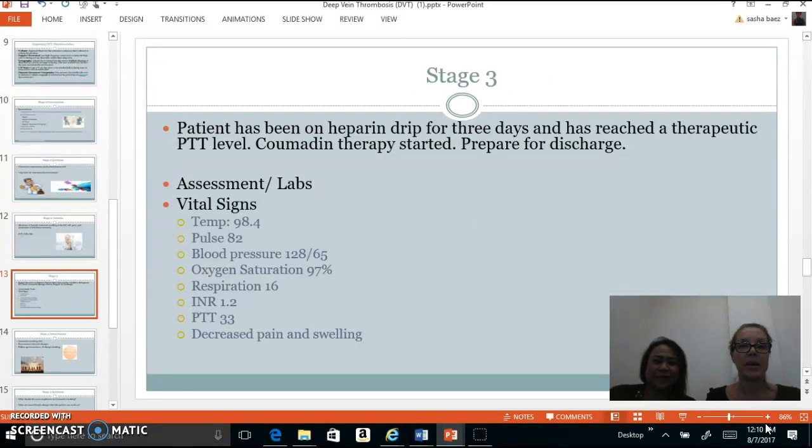In stage 3, the patient has been on the heparin drip for about 3 days now, and she has reached a therapeutic PTT level. Coumadin therapy has started, and you must prepare her for discharge. You assess and do the labs. The vital signs are as follows: temperature of 98.4, pulse of 82, blood pressure of 128/65, oxygen saturation of 97, respiration of 16, INR 1.2, PTT of 33, and decreased pain and swelling in the left calf.